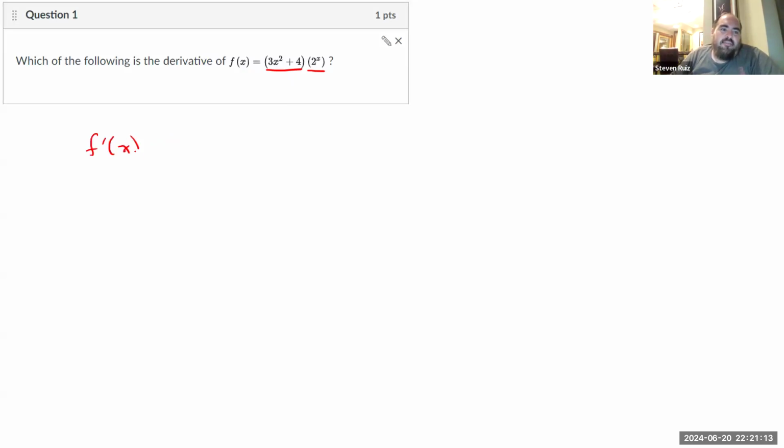So how do I do that? The derivative of this is going to be equal to the derivative of one function times the other function plus, and now we're basically going to reverse, plus the first function times the derivative of the second. So now we have to differentiate these simpler functions.